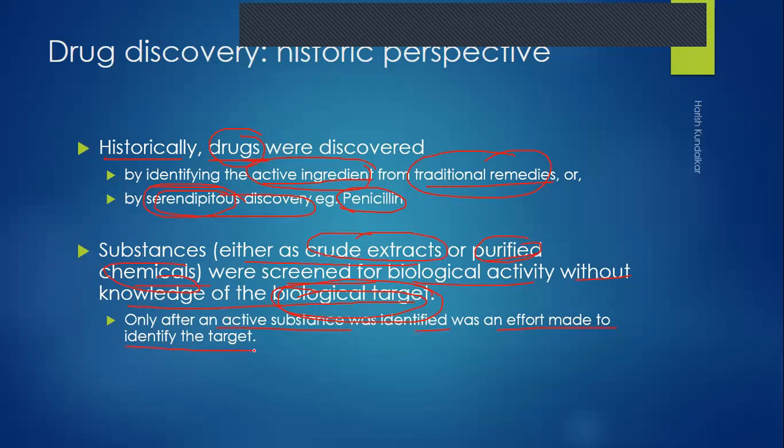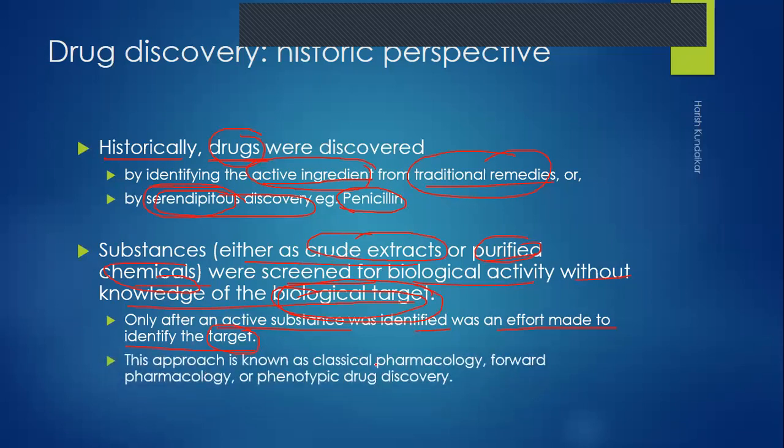That is, target identification was the last step. The first thing was to identify whether the given substance has some kind of activity, and then understanding via which target, via which receptor or enzyme, that drug is acting. That was the last thing that was done, that is, identification of the target. Okay, and this approach is known as classical pharmacology, or forward pharmacology, or phenotypic drug discovery.